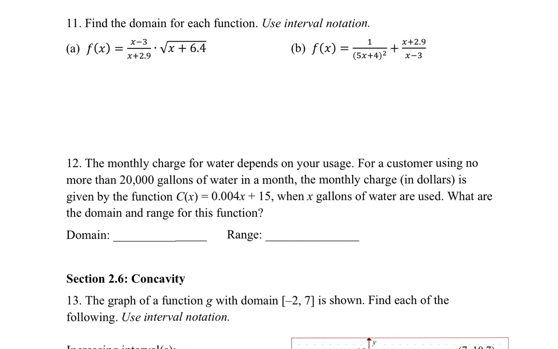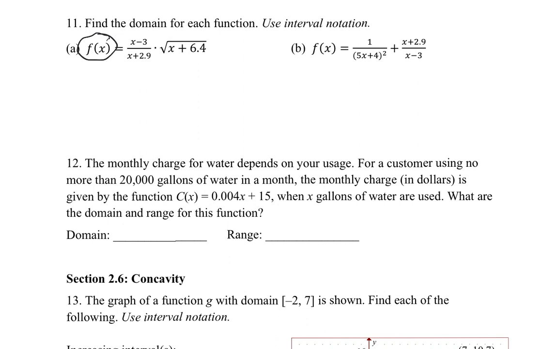Hey everyone, we're going to start with problem 11a. So the instructions say to find the domain for each function and use interval notation. So looking at this function f of x, we see that we have x minus 3 over x plus 2.9 times the square root of x plus 6.4. So there are two main things we need to be looking out for. We can't divide by 0, and we can't take the square root of a negative number.